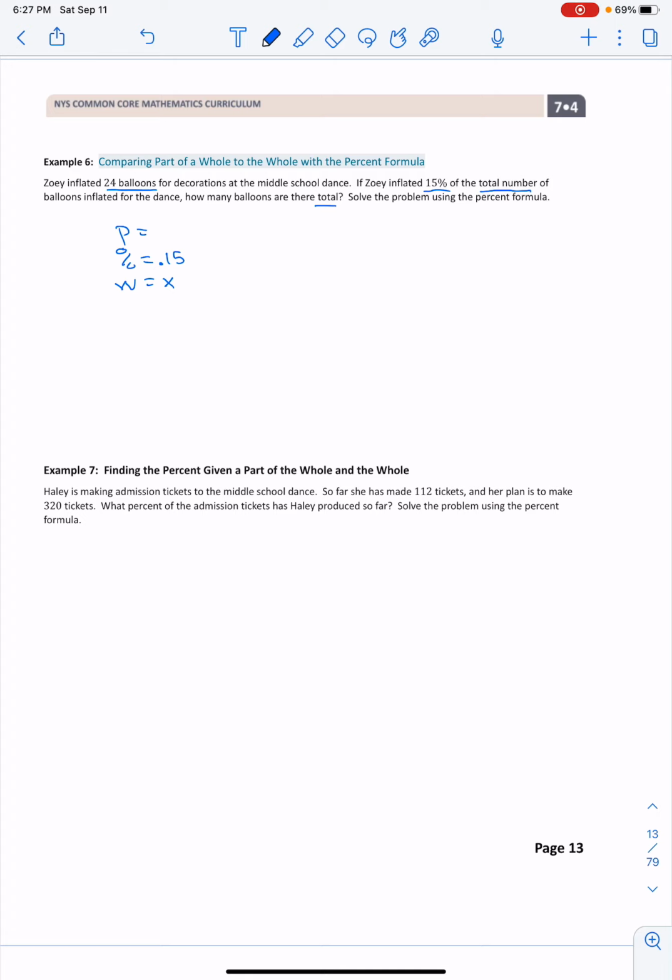So our part now is 24. So I'm going to have P, percent, and W. So P is 24. My percent is 0.15, and our W is X. So now I'm going to divide both sides by 0.15, because that's how we solve our one-step equation. So our X is going to equal 160, and that is the total number of balloons.